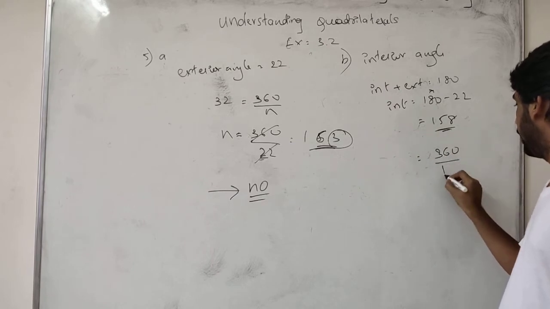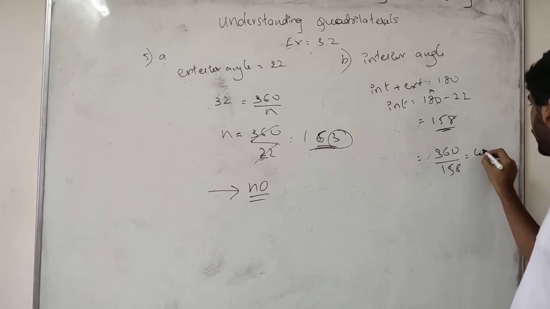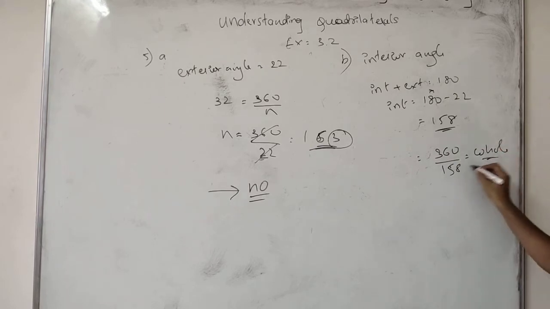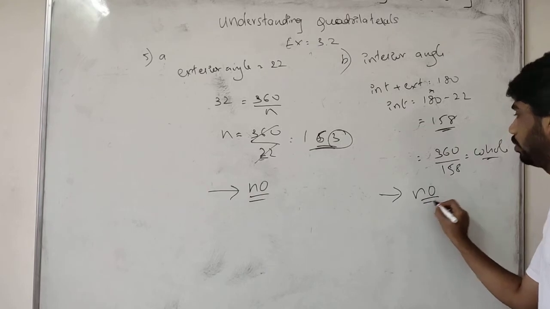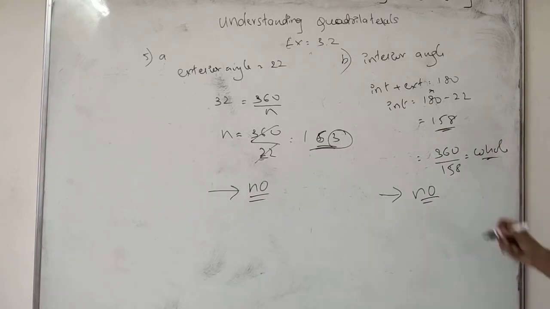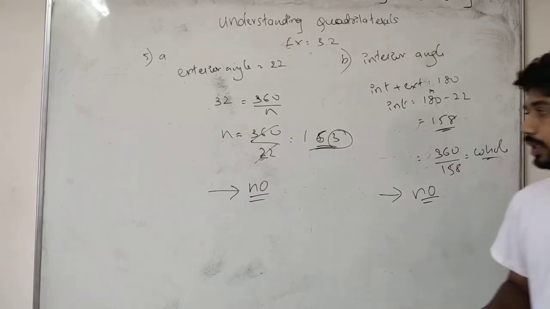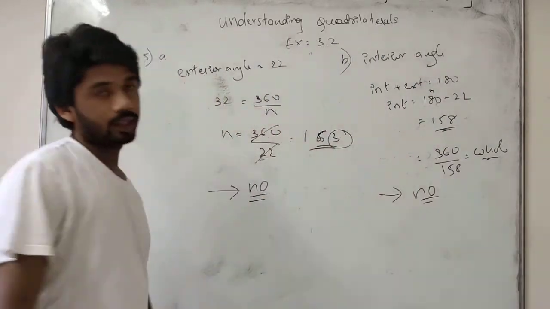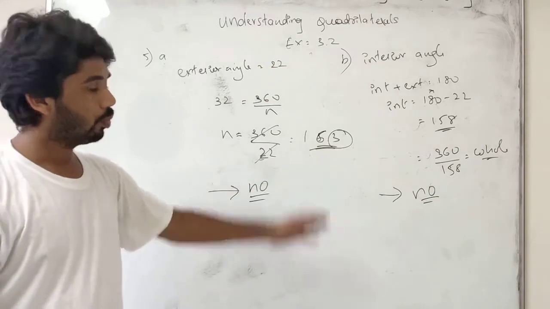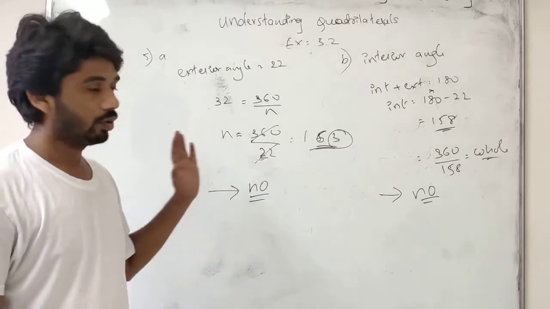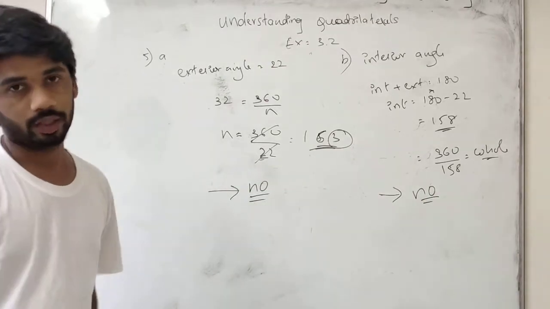So 360 divided by 158, we should get a whole number. But it is not a whole number, so for this also we can say no. Okay, students, if the result is a whole number, we can take it. But the number is coming in decimal, so here we can't take it. So in both cases, the answer is no. Note it down. I'll go to the next one.